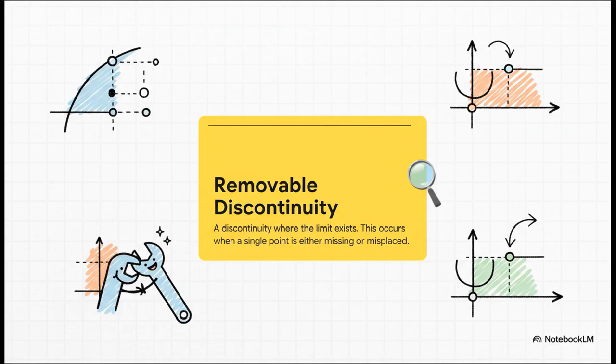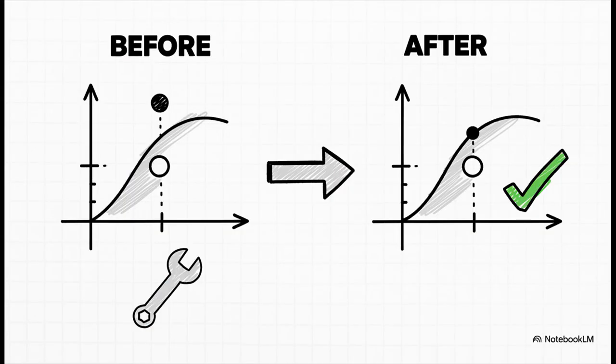It's basically just a single hole in an otherwise perfect graph. The limit exists, everything is heading to the right place. It's just that one little point is either missing or in the wrong spot. You could literally remove the problem by plugging that one hole. Yeah, this visual shows it perfectly. It's like a missing pixel in a digital image. The rest of the picture is fine, there's just one tiny spot missing. All you'd have to do is fill in that one dot right where the limit says it should be, and the whole thing would be continuous.